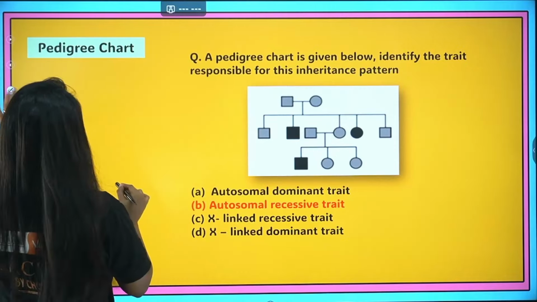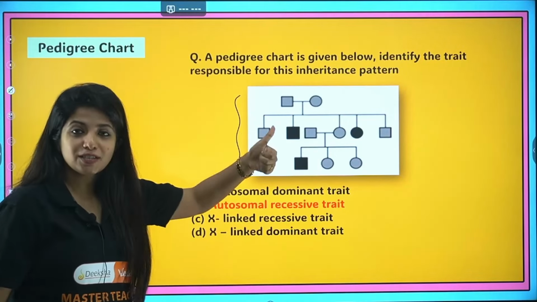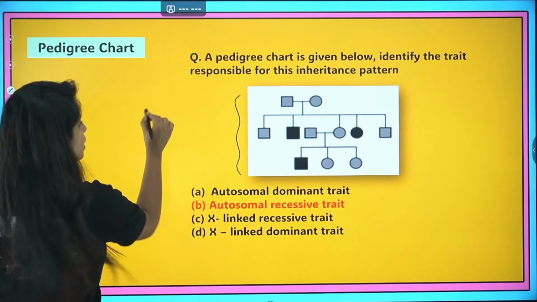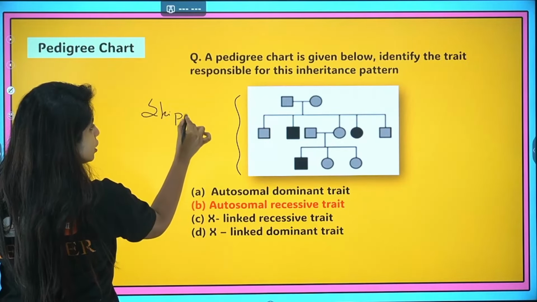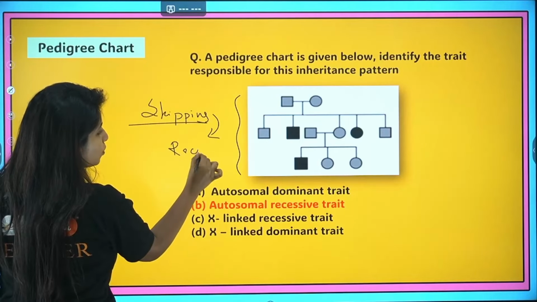So this is the pedigree chart, my dear children, and you have to tell what is being followed over here. Is it recessive or dominant? Easy way to find it out: if it is skipping a generation, then it will be recessive. What do you mean by that, ma'am?